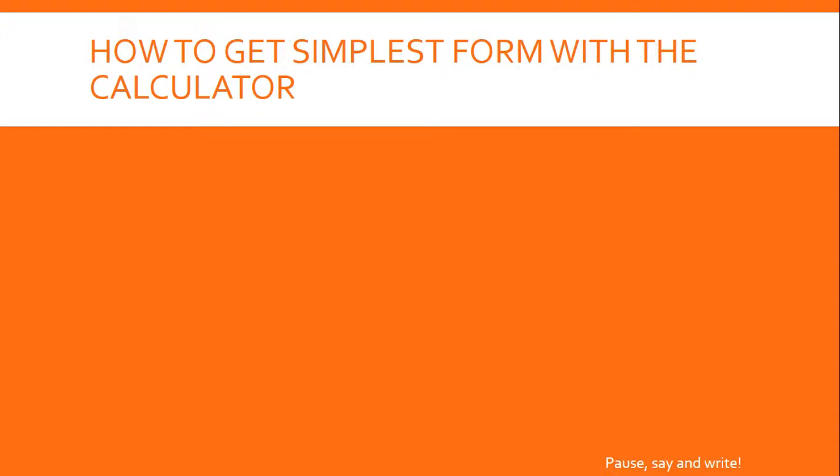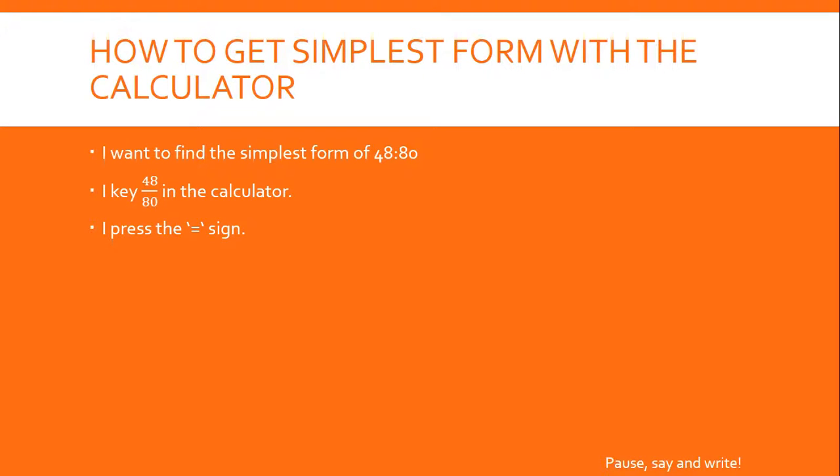How to get the simplest form with a calculator. Step 1. I want to find the simplest form of 48 is to 80. So I key in 48 out of 80 in the calculator. I press the equal sign and it shows 3 out of 5. So the simplest form of 48 is to 80 is 3 out of 5, which is 3 is to 5.